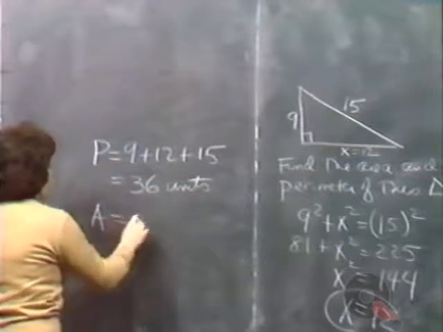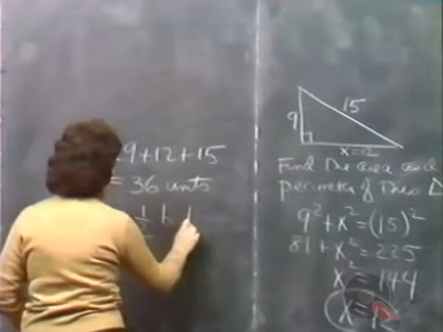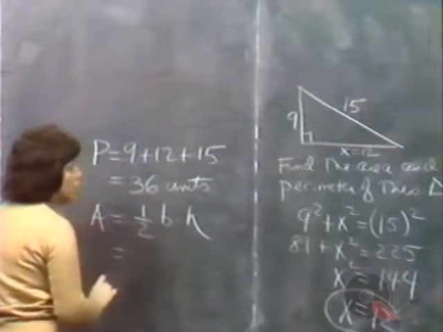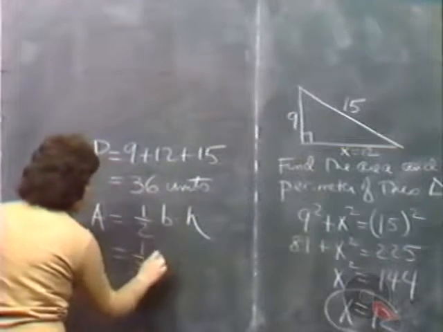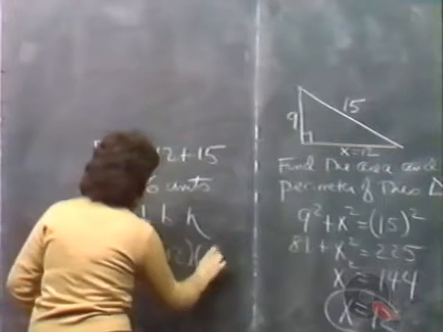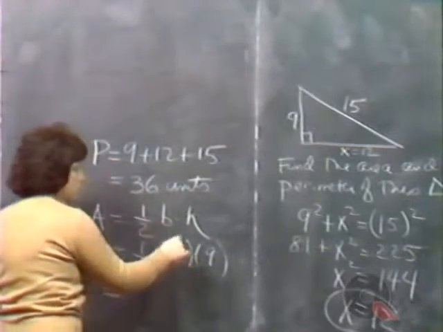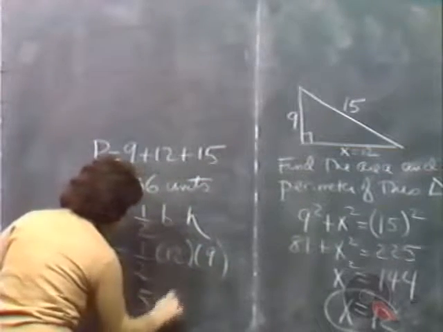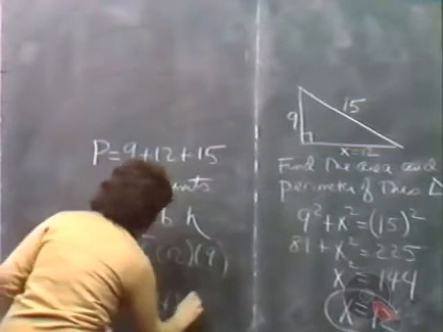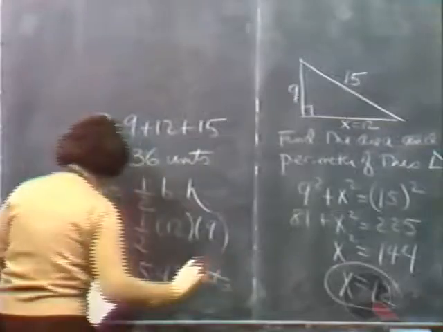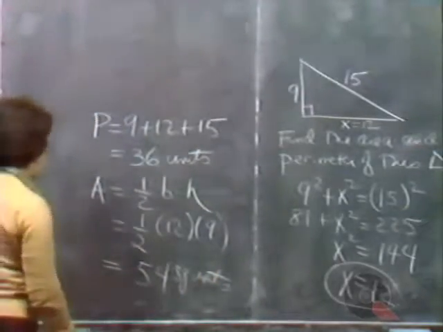The area is 1/2 base times height, or 1/2 the product of the legs, 1/2 times 12 times 9. Okay, 2 into 12, 6, 6 times 9, 54 square units for the area.